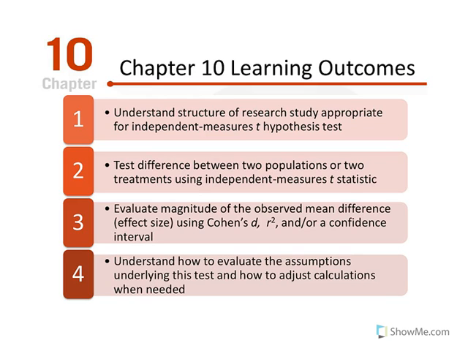Second, we'll test the difference between two populations or two treatments using the independent measures t-test. We'll evaluate the magnitude of the observed mean difference, effect size, using Cohen's d, r squared, and/or confidence interval. And finally, we'll understand how to evaluate the assumptions underlying this test and how to adjust calculations when needed.